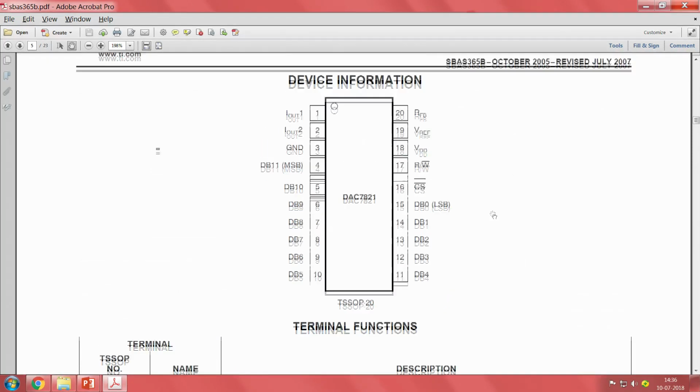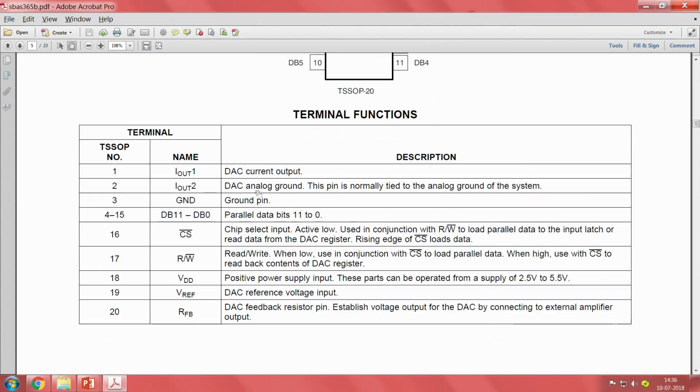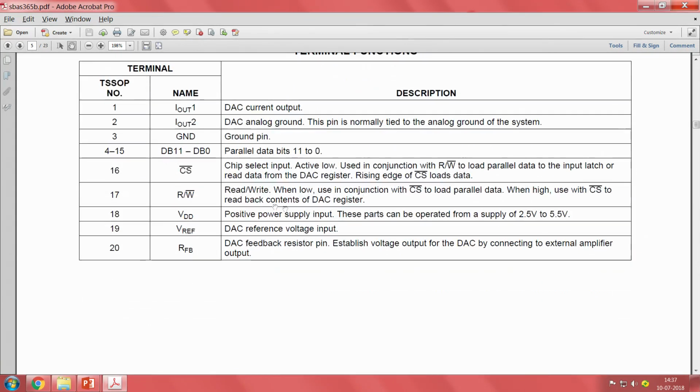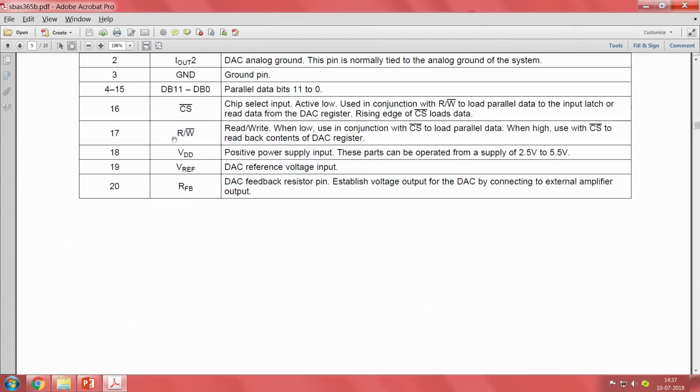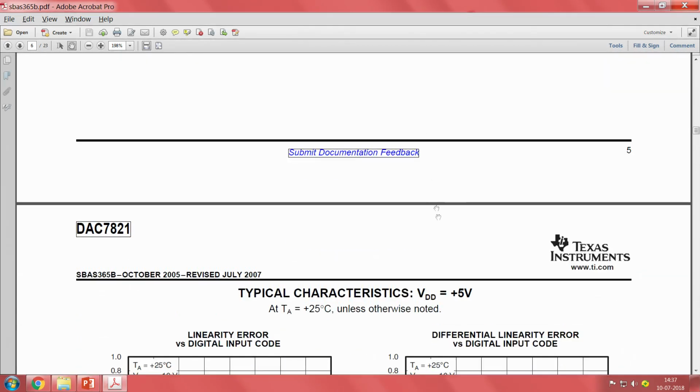Once pinout is shown, then they will show you a description of what each thing is for. So, IOUT is the DAC current output, then IOUT2 is the DAC analog ground, then DB11 to DB0 is your data bus, then CS, as I told, is chip select input, active low, and then RW bar, read and write, VDD, VREF, okay, DAC reference voltage, then the DAC feedback resistor, to establish voltage output for the DAC by connecting to an external amplifier output. So, this will give you the output voltage of the DAC, okay. This is one main thing.